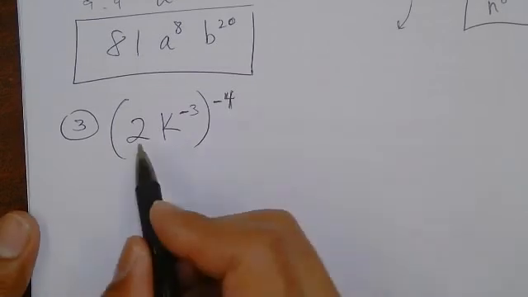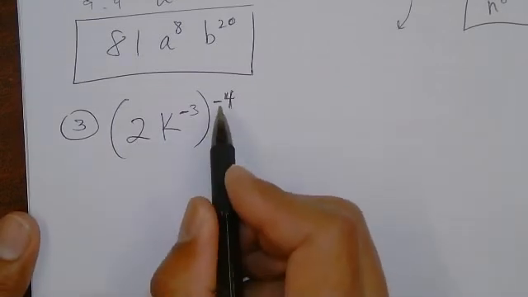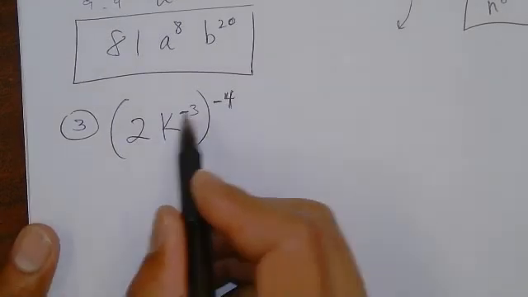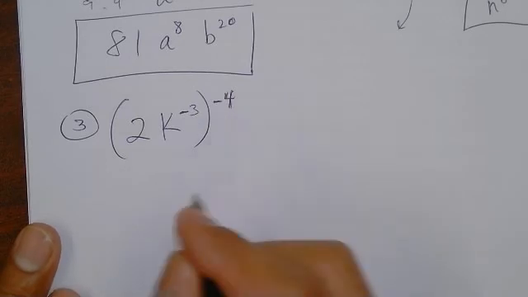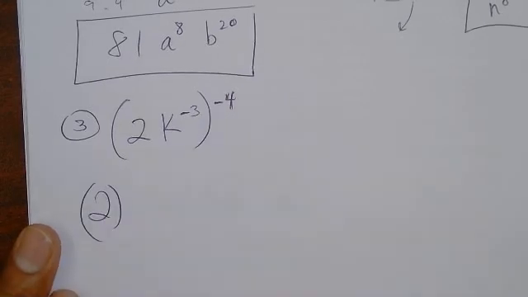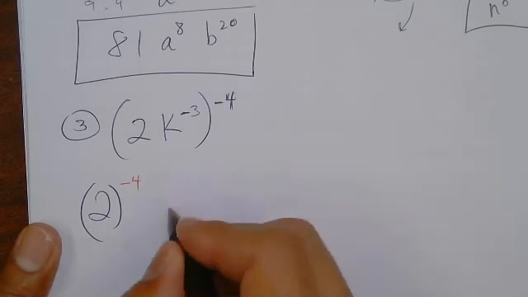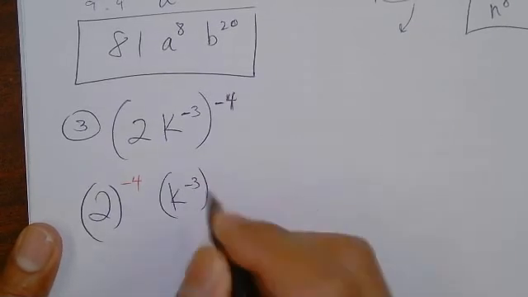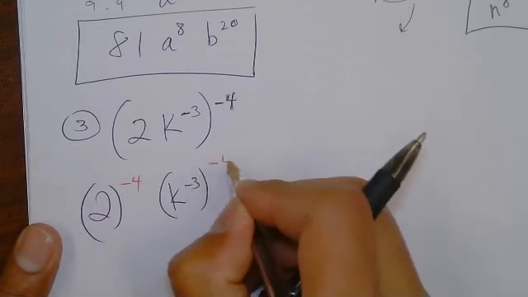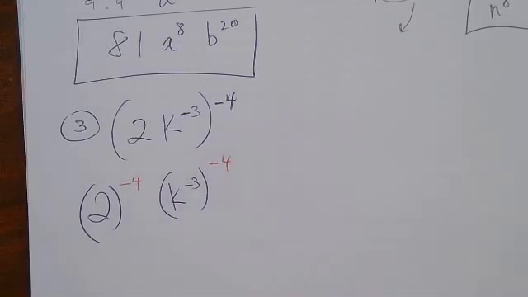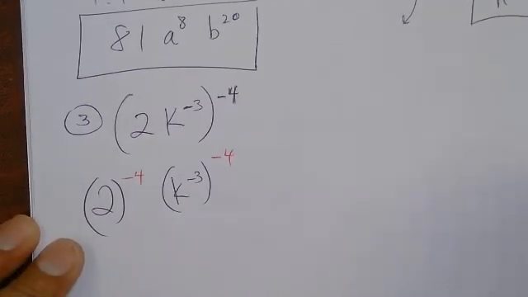You got to show me some work, some steps, something. What do you understand about this when you have an exponent or a power? All of these in here get a what? 2 gets the power of what? Negative 4, and k to the negative 3 gets the power of what? Negative 4. You know what I meant, though. Okay, what's the final answer? Negative 8k to the 12. Wrong.